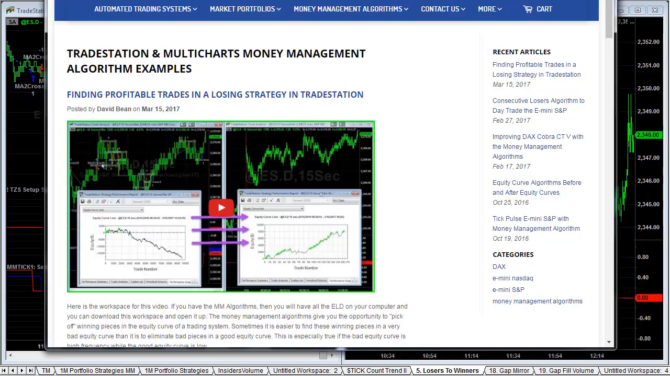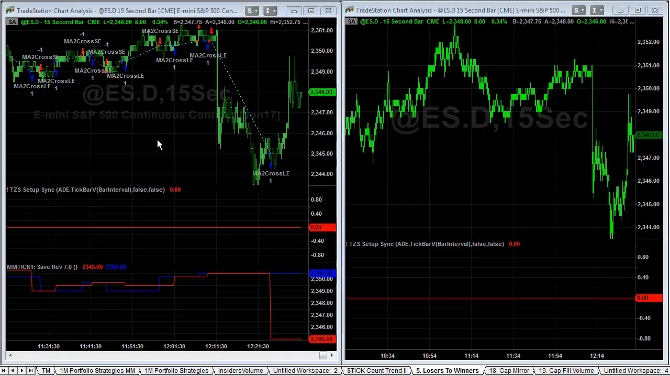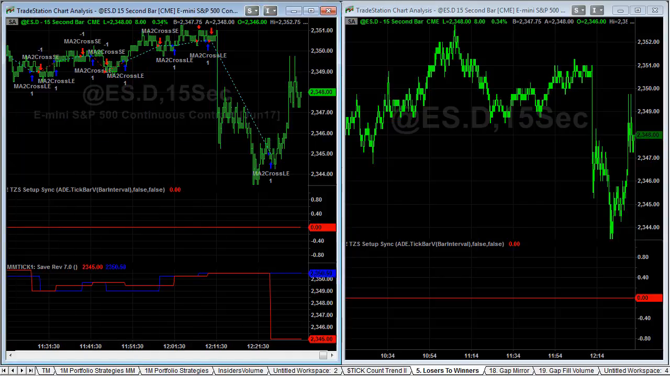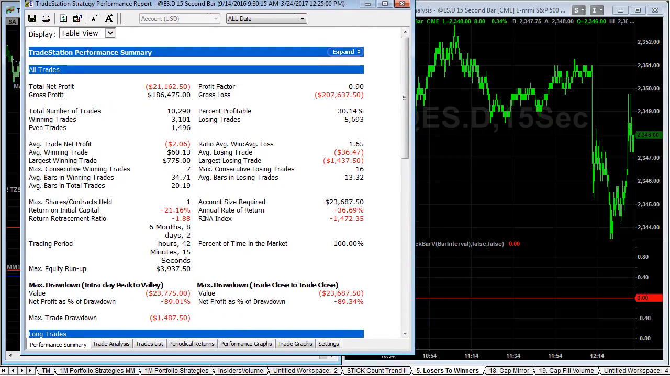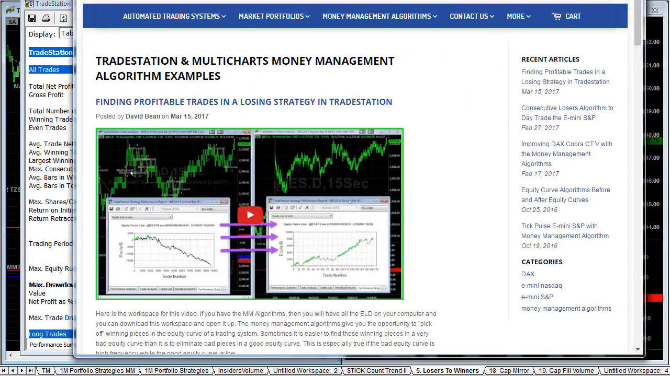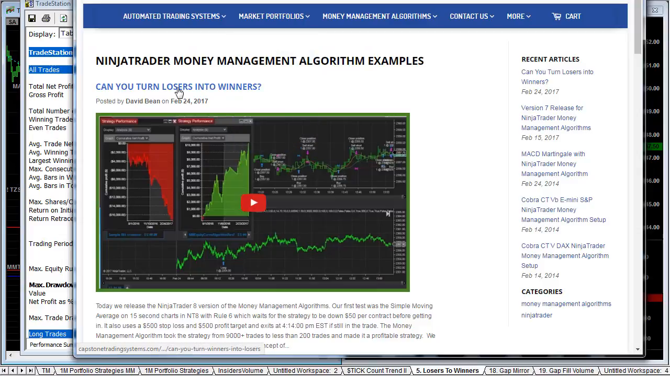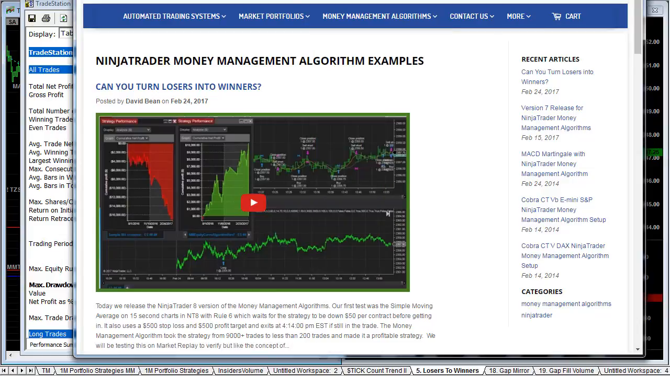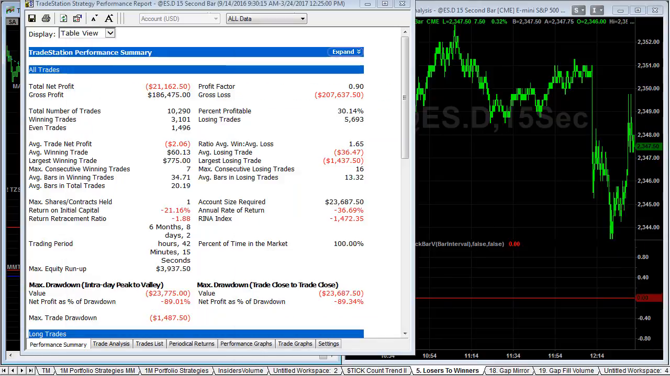But here is Pessimism 1, and it's simply a 15-second dual moving average crossover strategy that has a negative equity curve. We talked about this in NinjaTrader as well, and I'm going to show you that. Can you turn losers into winners? You can find these under money management algorithms, TradeStation and MultiCharts examples, and NinjaTrader examples. And so you can see negative equity curve, positive results, same principle, same moving average, a little bit different parameters.